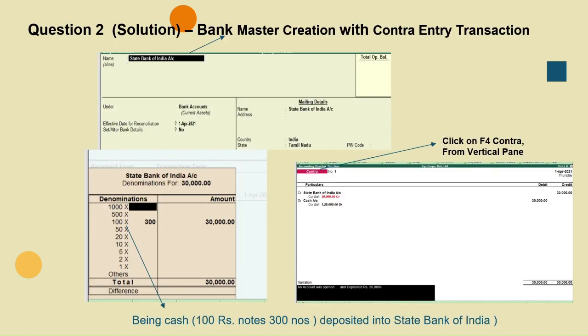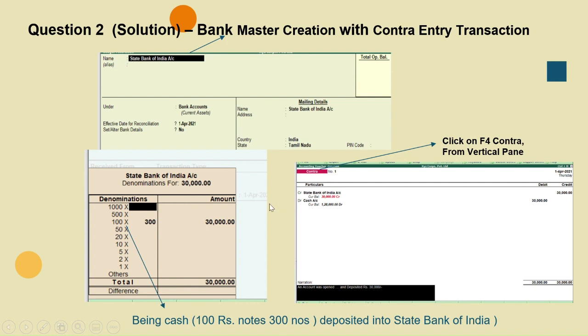I'll show you. See, first thing is you have to open the bank account, State Bank of India, and then you have to press contra voucher on the side toolbar F4. When you click, this page will be opened, and now you have to type the transaction, State Bank of India, type the amount, and then cash.